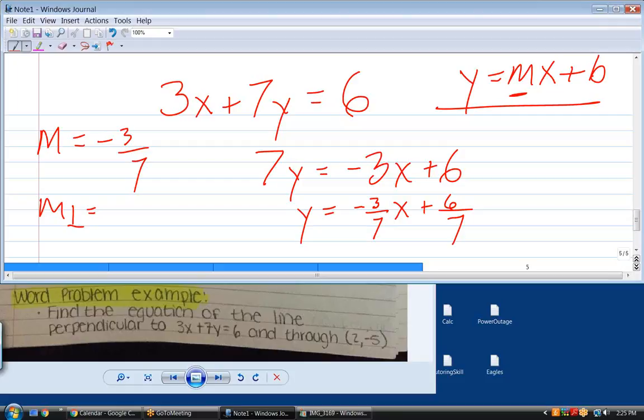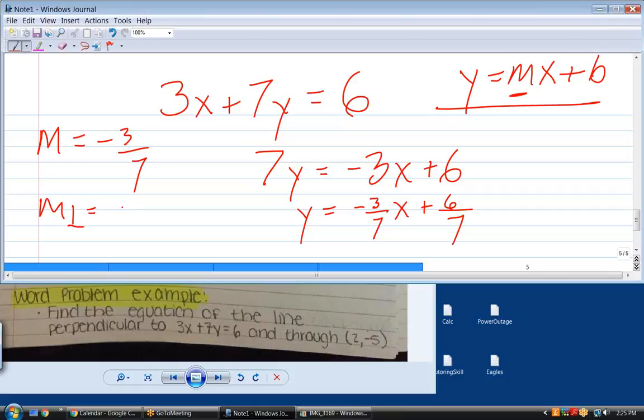Would it be like the opposite? You have to do two things. Reciprocal? Opposite, reciprocal. You said both things. Always remember you have to do both things. Never just one thing. So what's the opposite reciprocal?